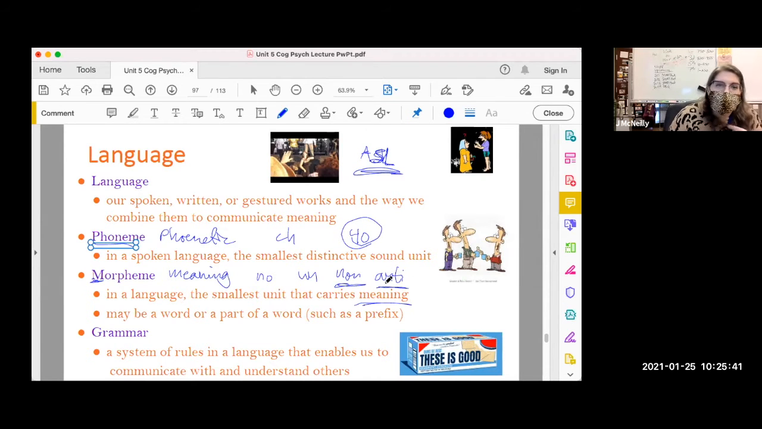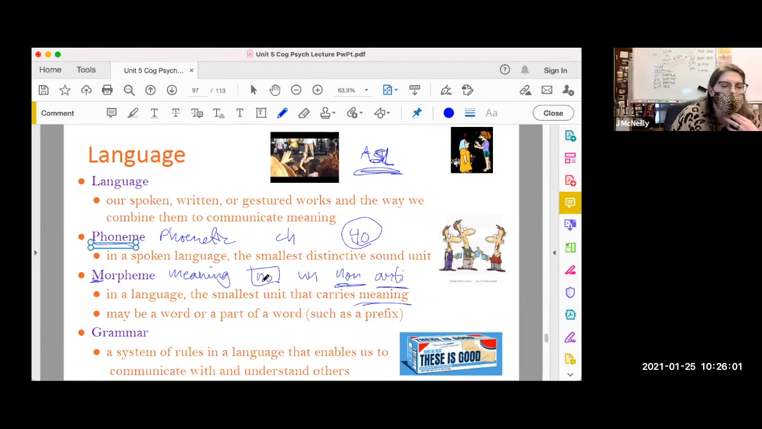Okay, so the difference between a phoneme and a morpheme is that a phoneme is just the smallest sound unit, no meaning to it by itself. And a morpheme is a smallest unit, but it also means something, and it can be a word unto itself. Now, grammar is just language rules.